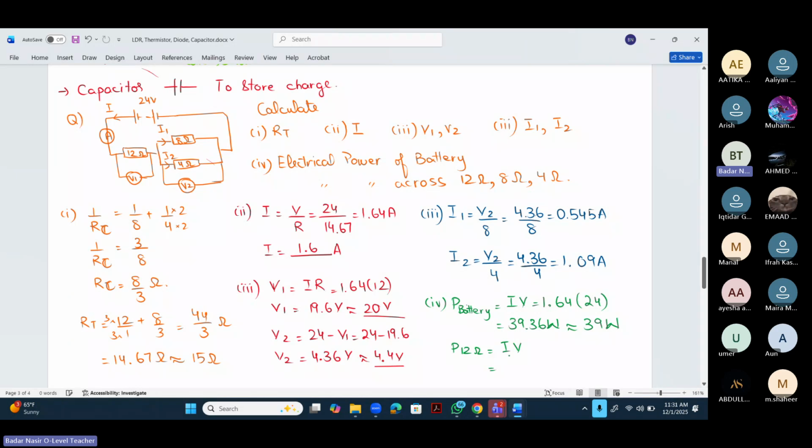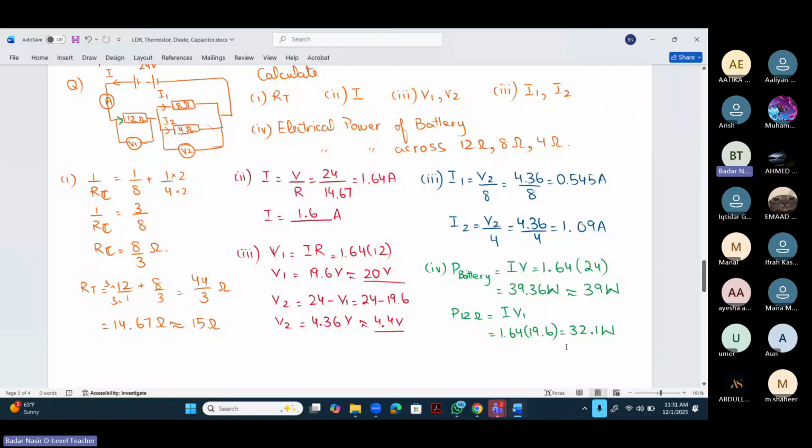If I use IV, the total current is flowing through the 12 ohm resistor, so 1.64, and the voltage across the 12 ohm is V1, and V1 is 19.6. So 19.6 times 1.64, we get 32.1 watt. Okay, the unit of power is watt.